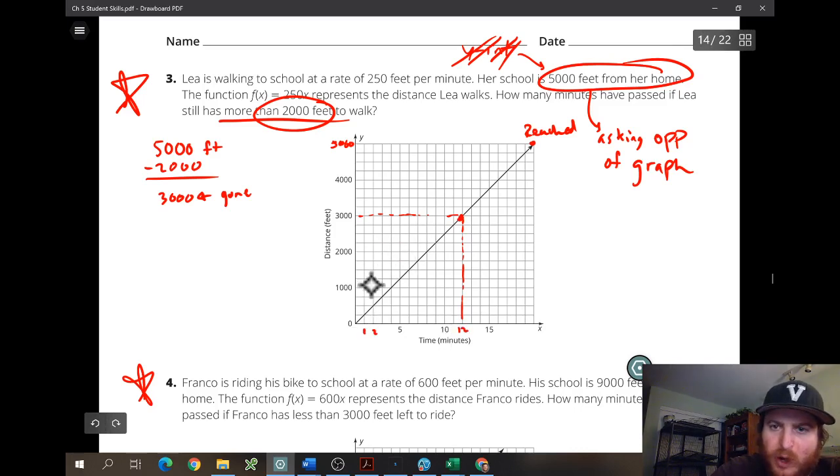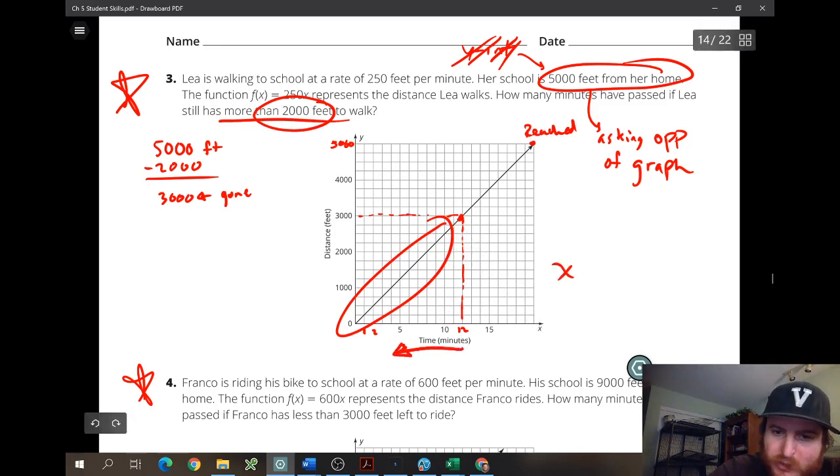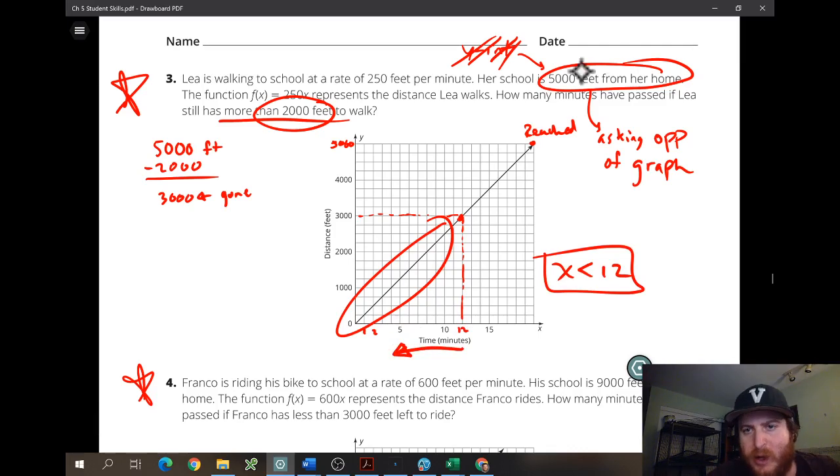Now, do we want to think below the graph or above the graph? This is a little bit weird. But if she has more than 2,000 feet, right, this is the 2,000 feet away, right? Like, 3,000 to 5,000, this is 2,000 feet away. So if she has more than 2,000 feet to walk, she's further away from 5,000. So this is the opposite. Even though it says more than, it's below. So this answer would be x is less than 12, right? We want the solutions. So we want these numbers. So x is less than 12. That would be the solution. And that's just because, like I said, it's worded oppositely.